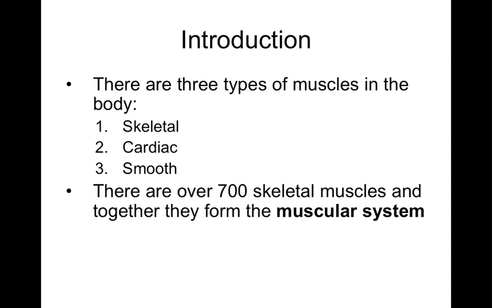So just as an introduction to muscle tissue in general, we have three main types of muscle tissue: skeletal, cardiac, and smooth. Skeletal and cardiac are striated, so microscopically they look like they have striations. Smooth muscle doesn't have striations, and in the human body there are over 700 different skeletal muscles.